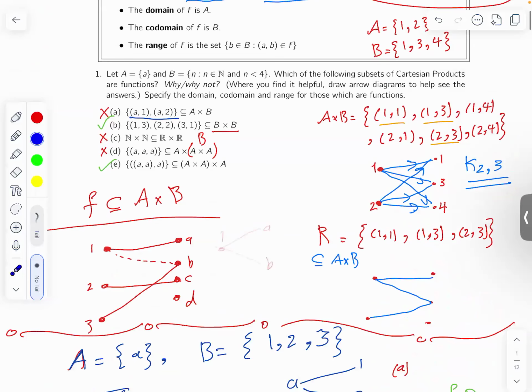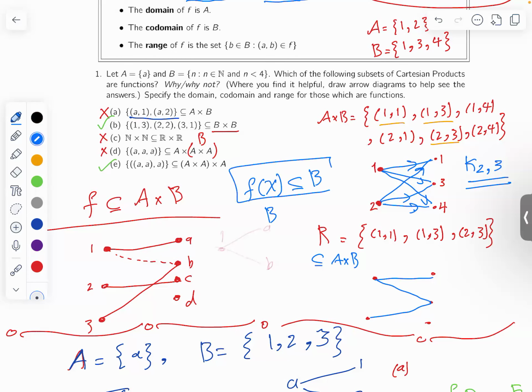Here you see that 1, 2, 3 is the domain, and a, b, c, d is the codomain. But here is the thing: the range of f is just a, b, c. The d is not included in the range. So f of x, the range, is always a subset of the codomain. We always have this.